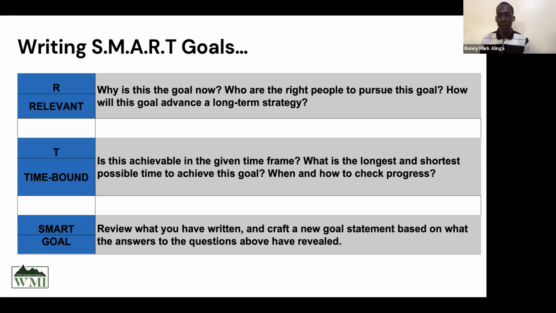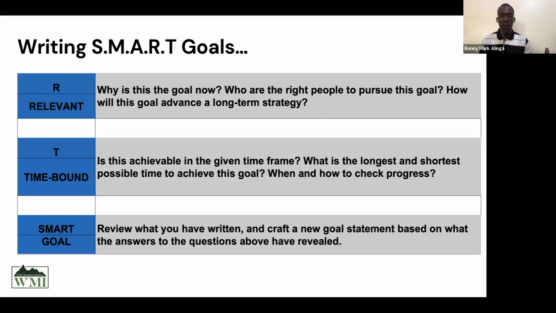What is the time frame? What is the longest and the shortest possible time to achieve this goal? When and how to check the progress? Because if you put a goal of 6 months, sometimes it will be hard to achieve. You put 12 months, you look at the requirements, the resources, the personnel, all that, and you find that you cannot achieve within 12 months.